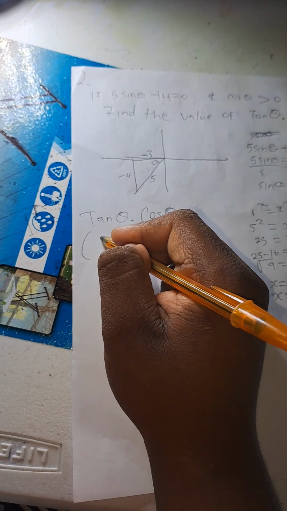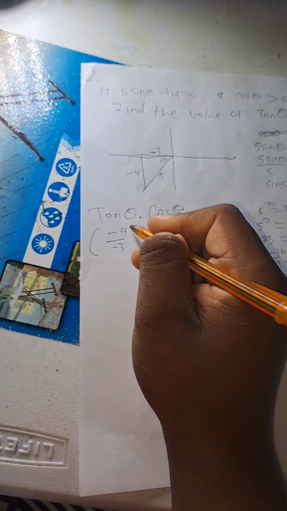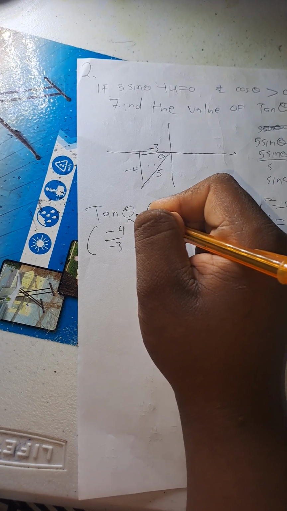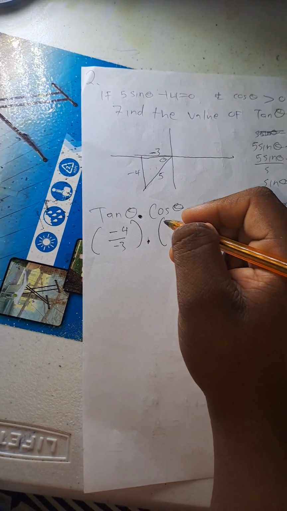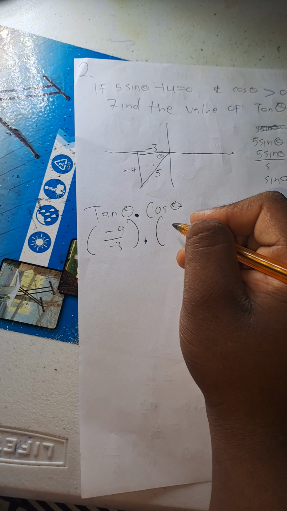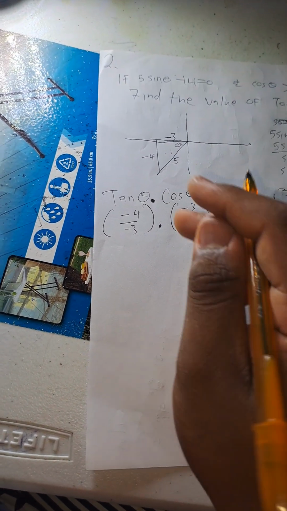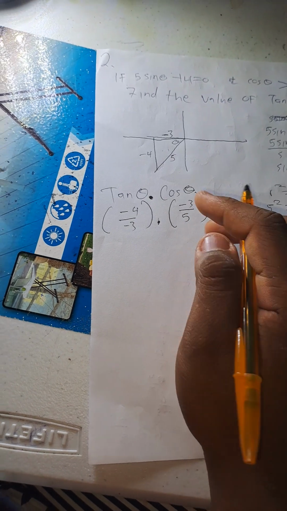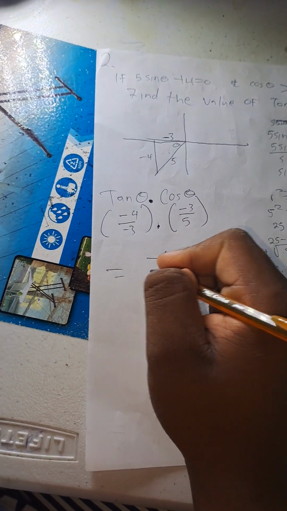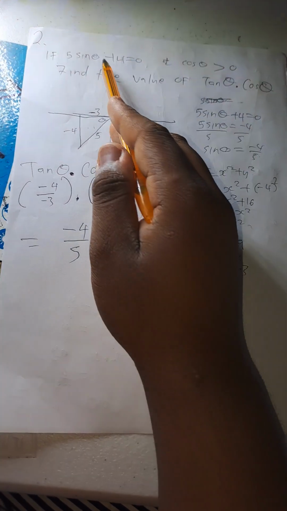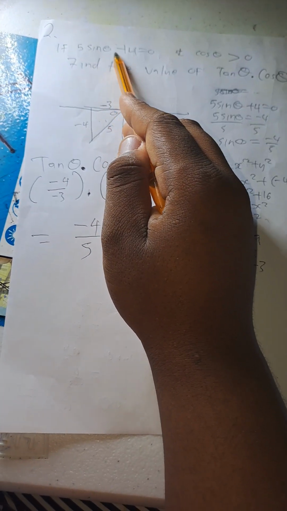So it's going to be what? Minus 4 over minus 3 times what? In maths, this dot represents a multiplication, and then cos theta is what, x over h, is what, minus 3 over 5, close bracket. And then now, I'm going to simplify. I'm going to get negative 4 over 5. We are done.